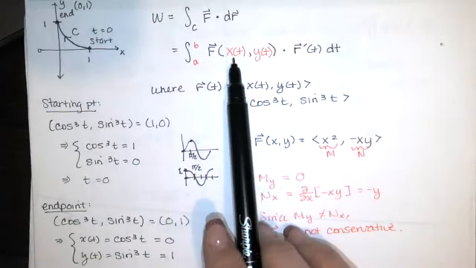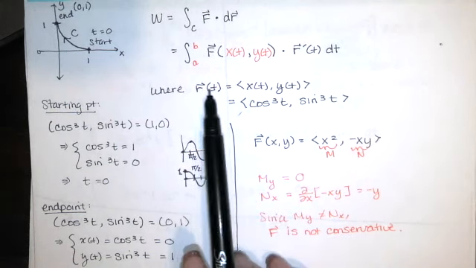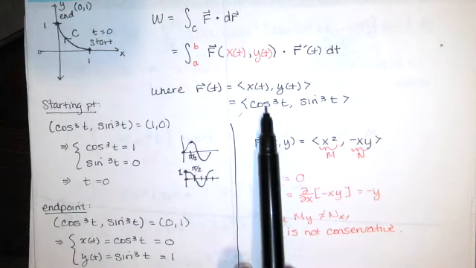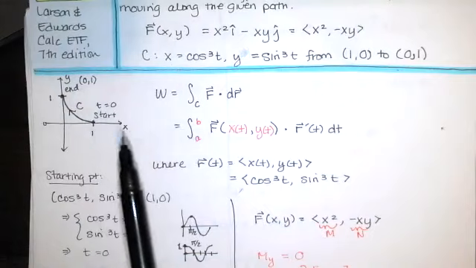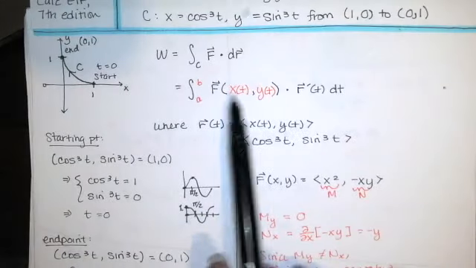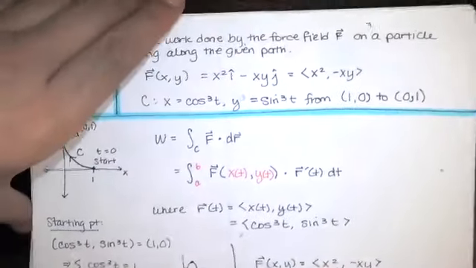You just write your field in terms of t by making a substitution. You write down your r of t, substituting in your x component and y component, which are given from the parameterization of c. Take its derivative, component by component, take a dot product and integrate. And it's pretty straightforward from there.